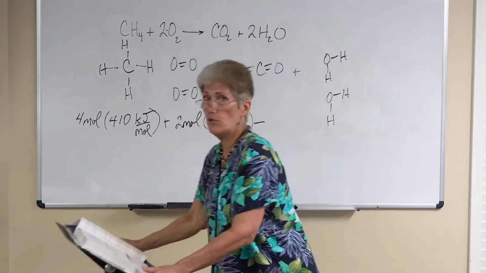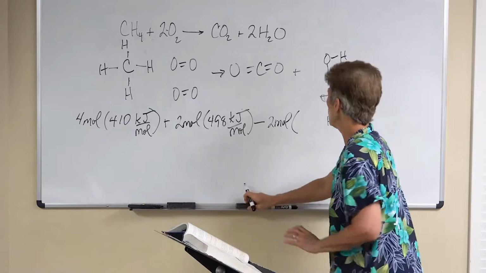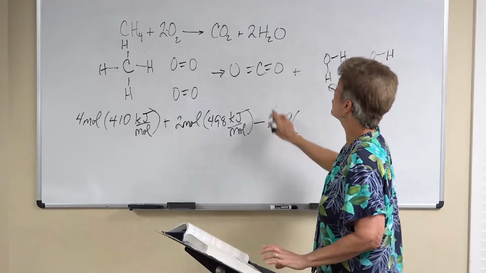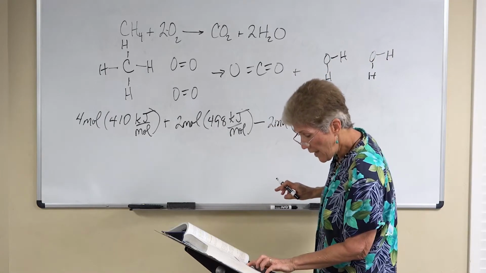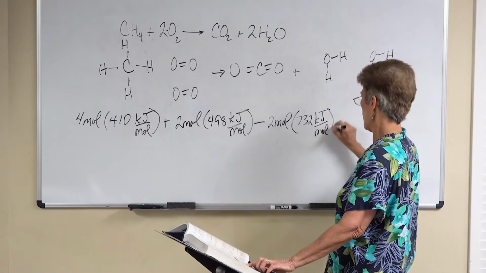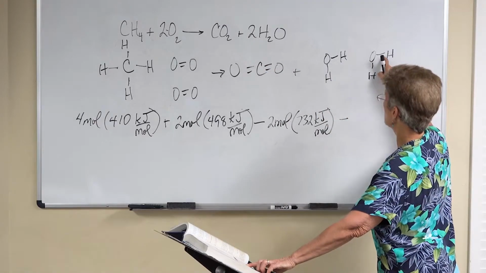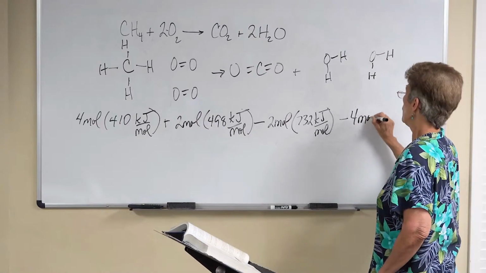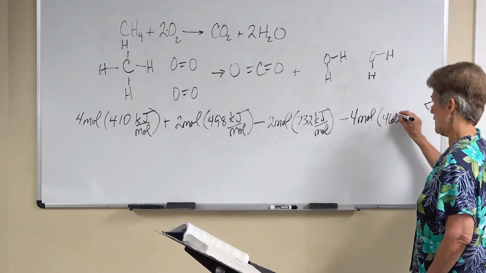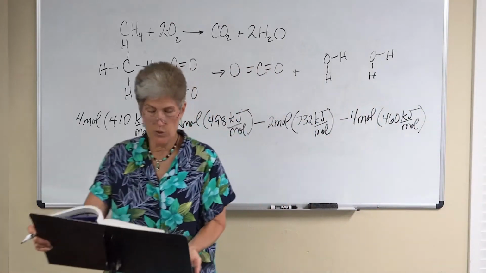Minus, we have 2 C double bond O's. I'm going to move this water up a little so it's out of our way. Okay, we have 2 C double bond O's, and so that is 732 kilojoules per mole, minus, and I have 2 moles, but there's 2 bonds in each mole, so I have 2 moles times 2, and that is the HO, which is 460 kilojoules per mole.